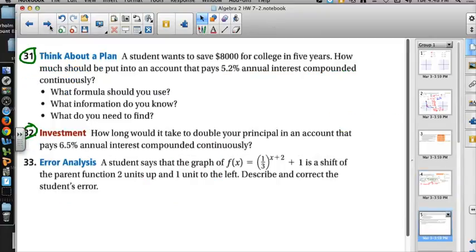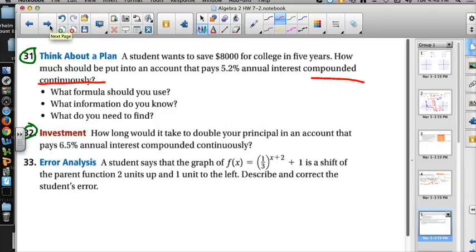Number 31 says a student wants to save $8,000 for college in 5 years. How much should be put into an account that pays 5.2% annual interest, compounded continuously? So there's our Pert formula, and they're telling us they want $8,000. And it says how much should they put in, so we're looking for P. And we have e, that's a number, and we know that we have 0.052 as our percentage, and they want that after 5 years.